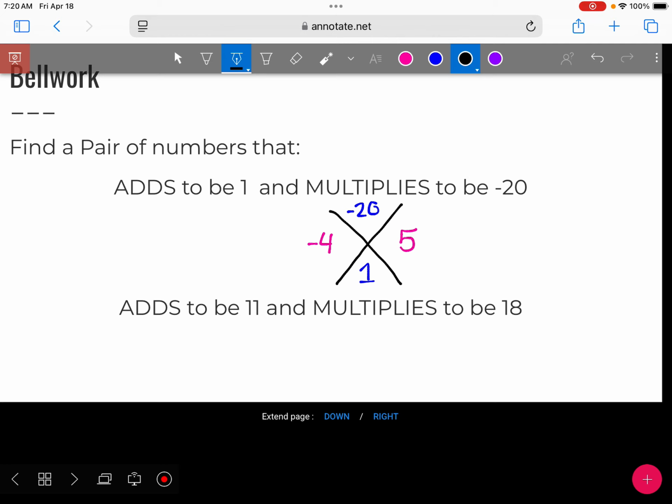If we want a pair that adds to be 11 and multiplies to be 18, what pair of numbers multiplies to be 18 and adds to be 11? 2 and 9. So what we're doing is what? What is the first step that we used to use this for? When did we also use this tool? Factoring.